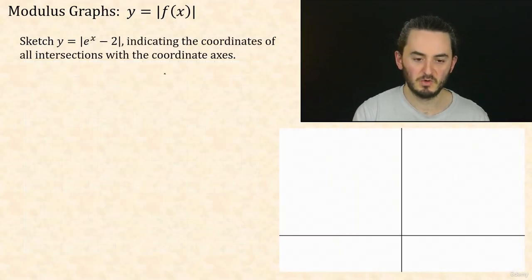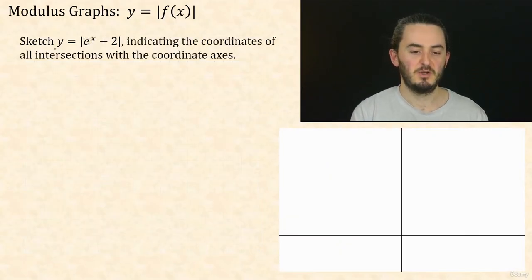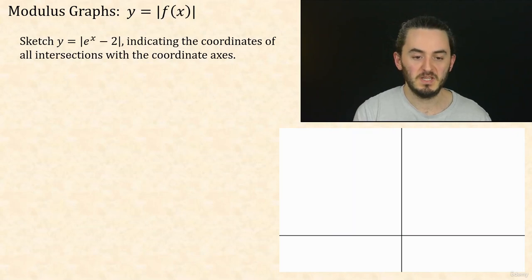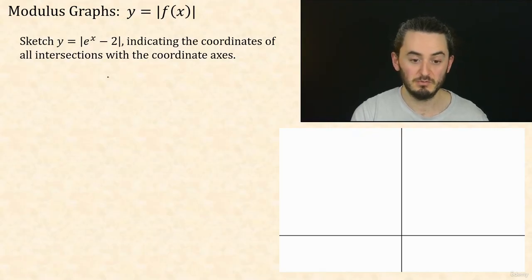How about a more challenging one? Can we sketch y equals the modulus of e to the x minus 2, indicating the coordinates of all intersections with the coordinate axes? Well, we definitely should do a rough sketch of this first. In fact, we might need a bit of a run up here with two rough sketches.